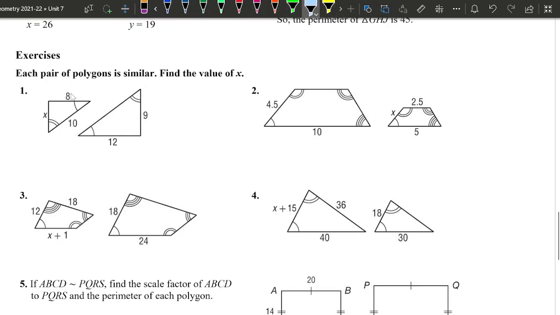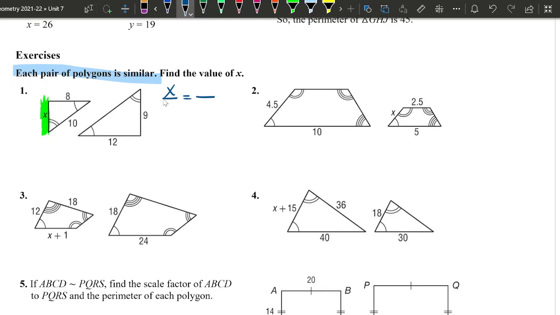And it says, again, each pair of polygons is similar. That's important information. Find the value of x. All right, since I'm solving for x, clearly x needs to be in my proportion. And I could actually go ahead and set it up. Fraction equals a fraction. And I'm solving for x. So I want x in the numerator.